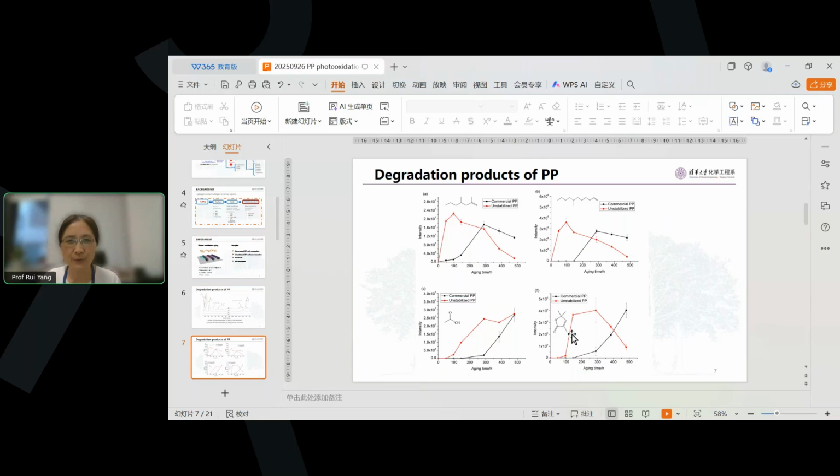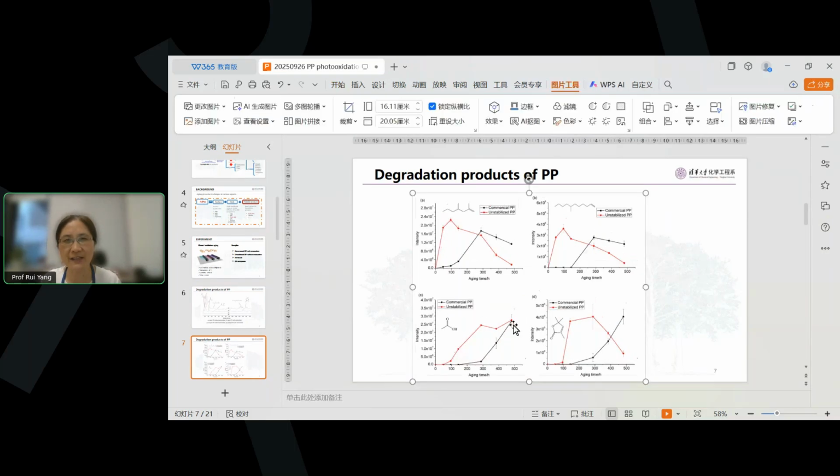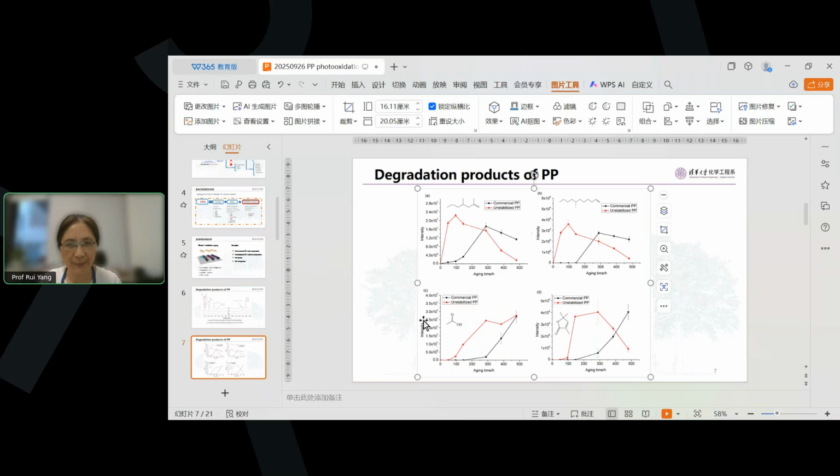But these two, especially this one, it's acetic acid. These oxidation products are not from the original chain of PP, but from the photo-oxidation product of PP. So we can also find that with antioxidant, it shows a clear stabilization effect, and the peak intensity appears and increases later.